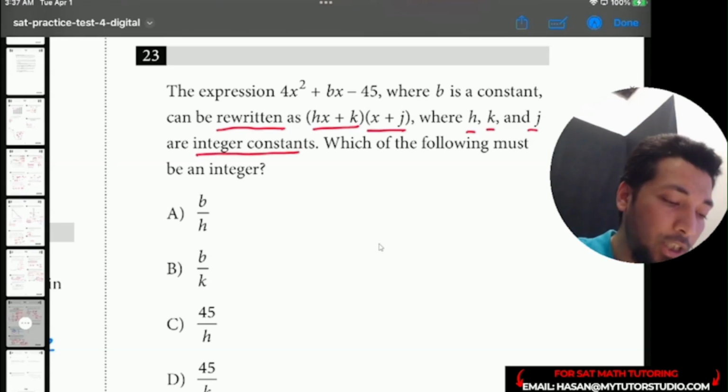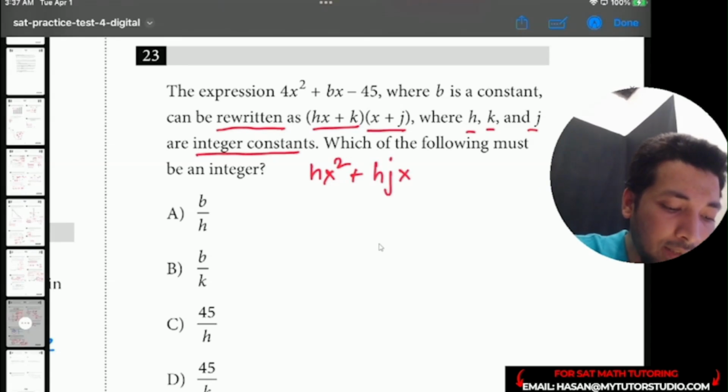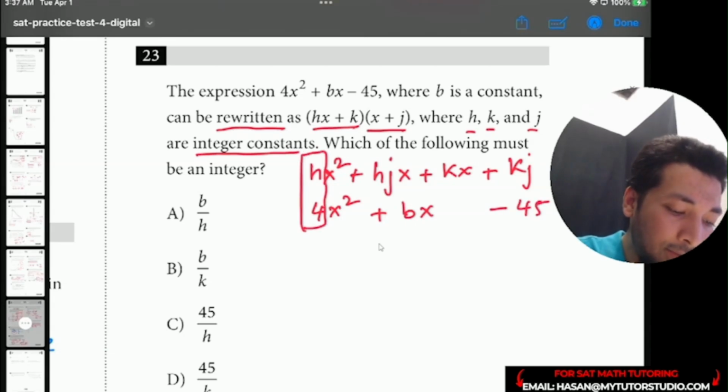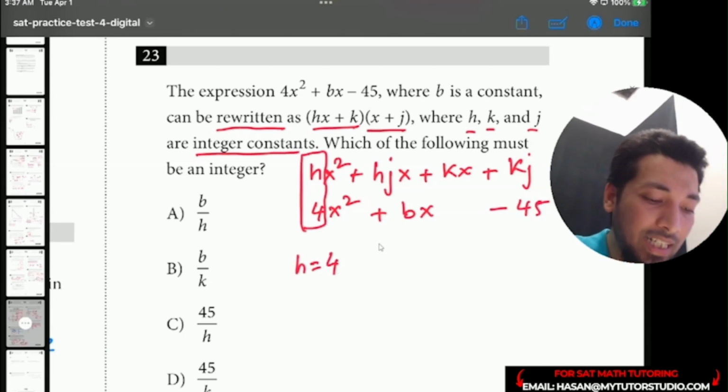Which of the following must be an integer? Now, if we apply the distributive property, we see that hx times x is hx squared, hx times j is hjx, k times x is kx, k times j is kj. Now, if you compare, we have 4x squared plus bx minus 45. So this h is 4, which is an integer.